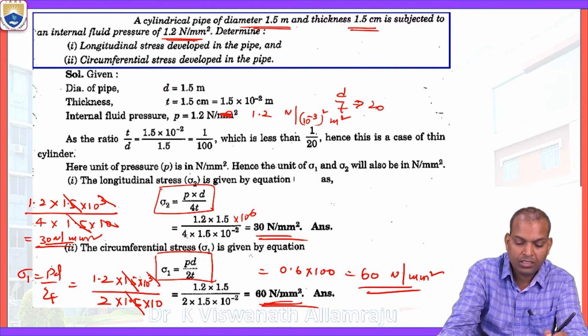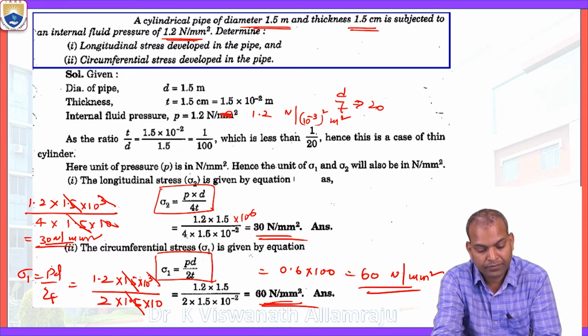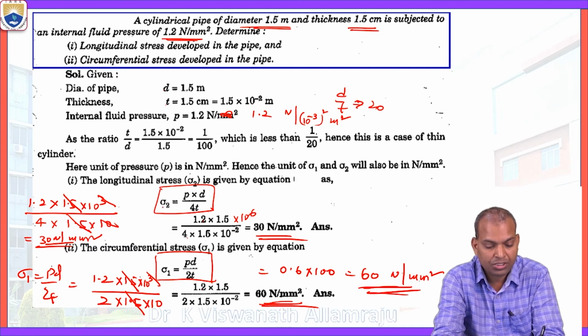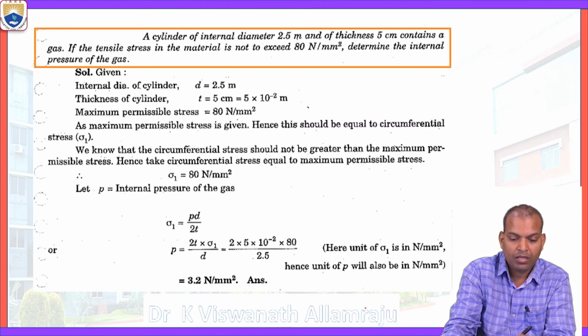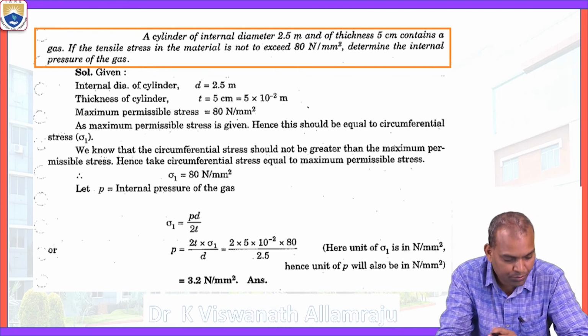Now we can validate that the longitudinal stress is half of the circumferential stress. The longitudinal stress value is 30 Newton per square millimeter and the circumferential is 60 Newton per square millimeter, so the longitudinal stress is 60 by 2, that is 30. Yes, we got it. Now let us go for the next problem.